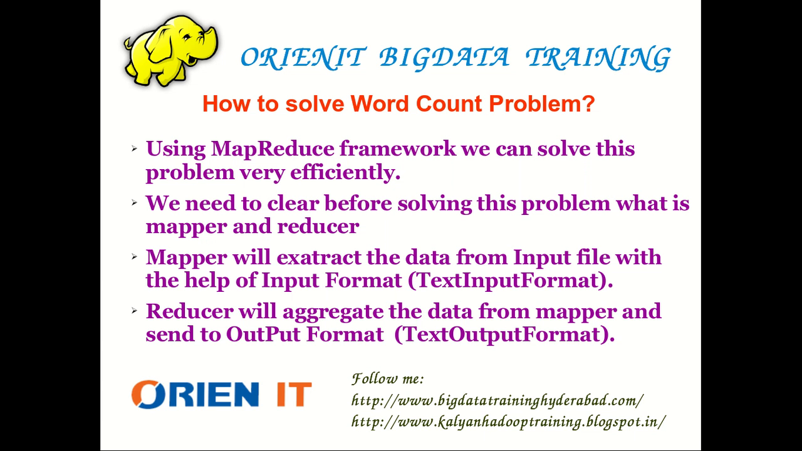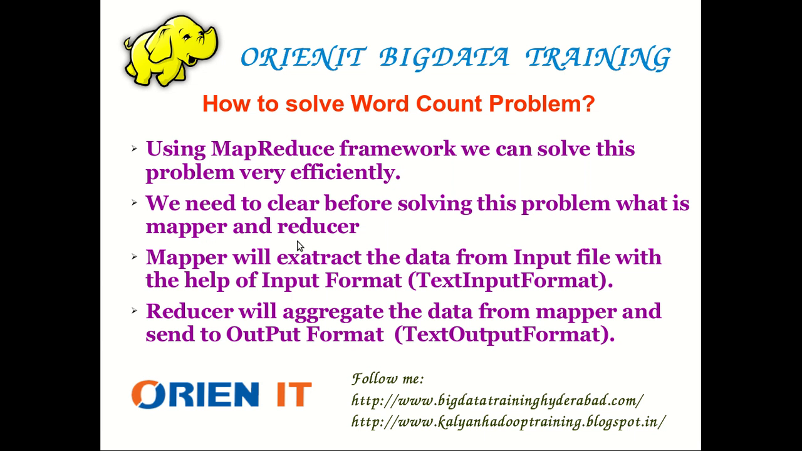And similarly there is a reducer. The reducer will give the aggregate data from the mapper output. What is the mapper output? We have it, and after that it will send that data to the output format. What is the default output format? The answer will be text output format.